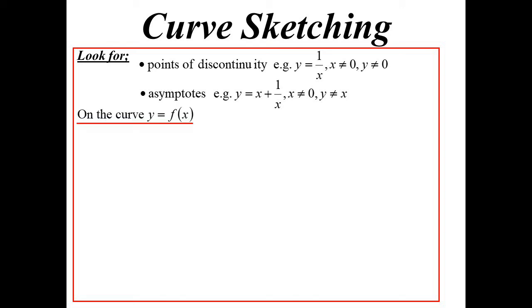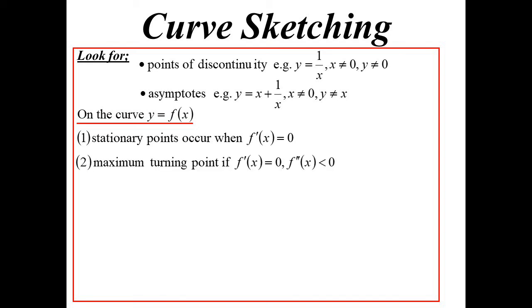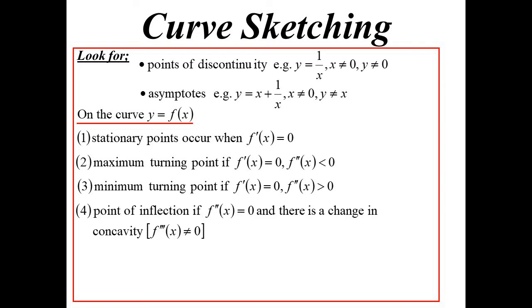Now, on our curve, function x, we now know stationary points. We'll locate those by solving the first derivative equals 0. Once we've found them, we go and classify them. It'll be a maximum if it's concave down, a minimum if it's concave up, and then it's possibly a point of inflection if it's equal to 0. So then we have to test further to make sure it is a point of inflection. And so what we would need to know is there's a change in concavity.